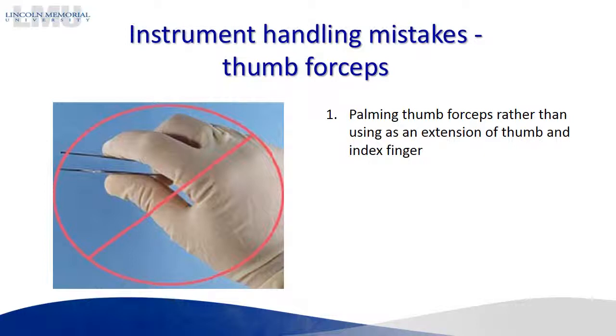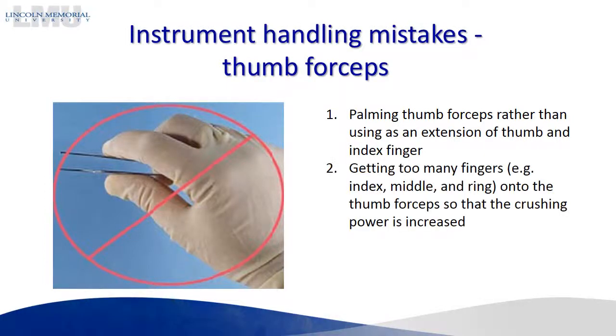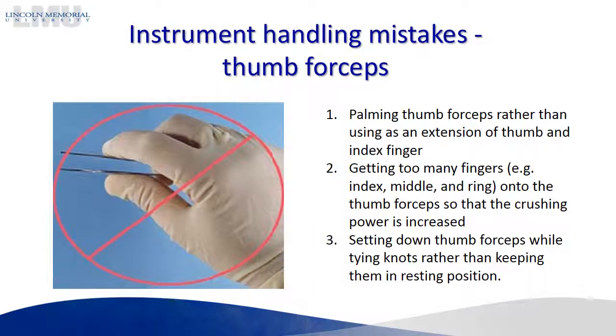There are also some instrument handling mistakes that are made with thumb forceps. So one of them is palming the thumb forceps, and so that is putting the thumb forceps still as an extension of that index finger and thumb, but the sort of peak of the triangle is within the palm instead of being outside the palm the way that it should be. We may also, in this case, get too many fingers, the index, middle, and ring finger, like the previous picture, onto the thumb forceps and increase the crushing power. Or we may set down thumb forceps while we're tying knots, rather than keeping them in the resting position.